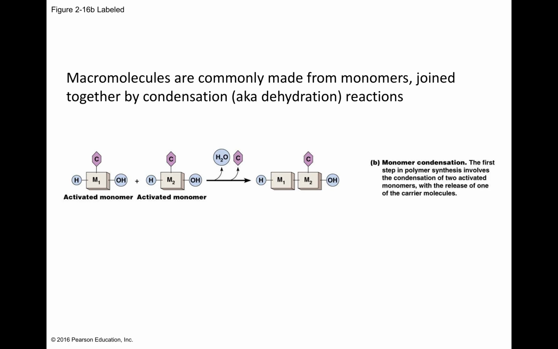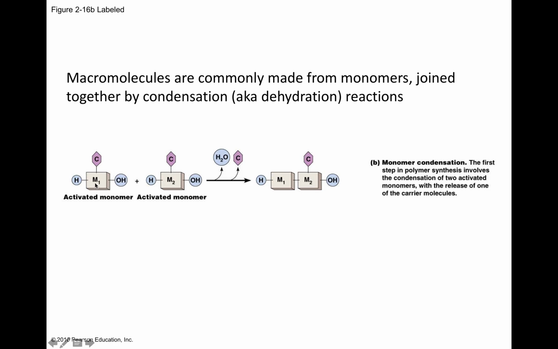When we're putting together molecules into bigger molecules, those bigger molecules are called macromolecules. Macro, just bigger. And they tend to be put together by monomers going through a dehydration reaction to form a polymer. That's not true for all macromolecules, but for a lot of them it is true.